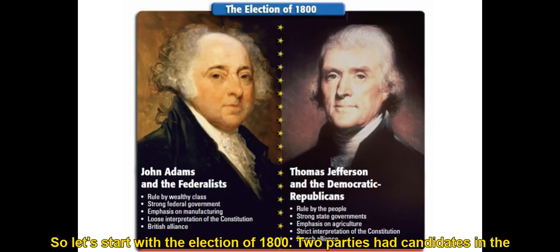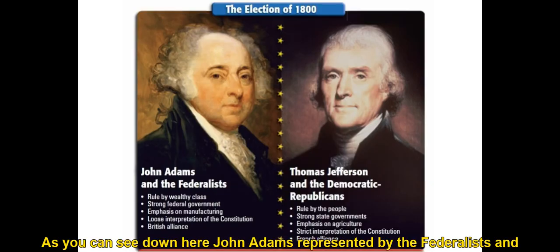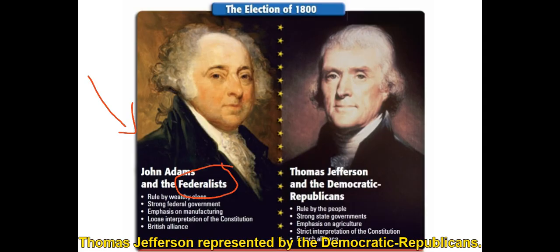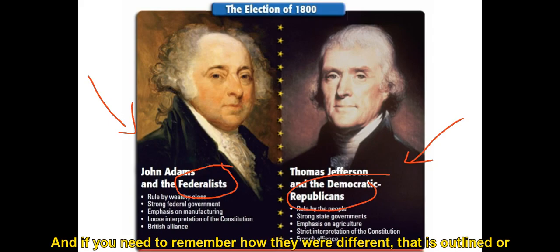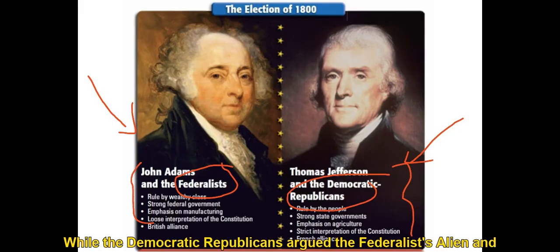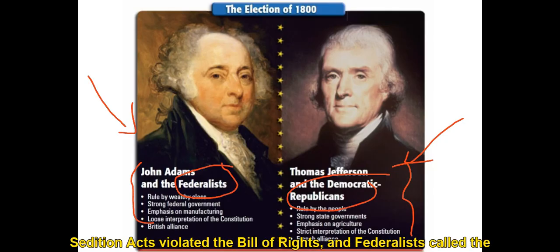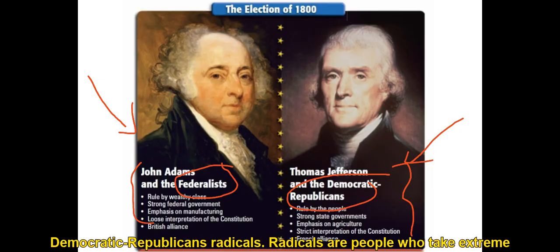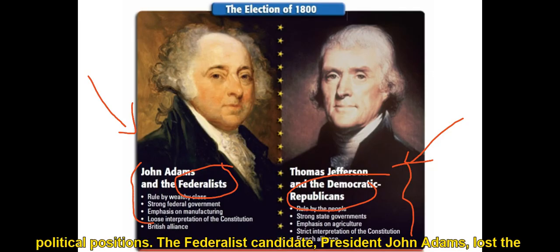Two parties had candidates in the presidential election. As you can see down here, John Adams, represented by the Federalists, and Thomas Jefferson, represented by the Democratic Republicans. And if you need to remember how they were different, that is outlined or illustrated right here. Well, the Democratic Republicans argued the Federalist Alien and Sedition Acts violated the Bill of Rights, and Federalists called the Democratic Republicans radicals. Radicals are people who take extreme political positions.